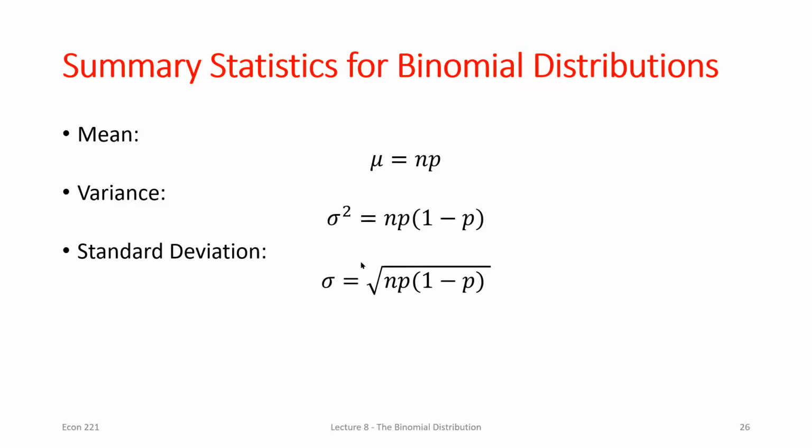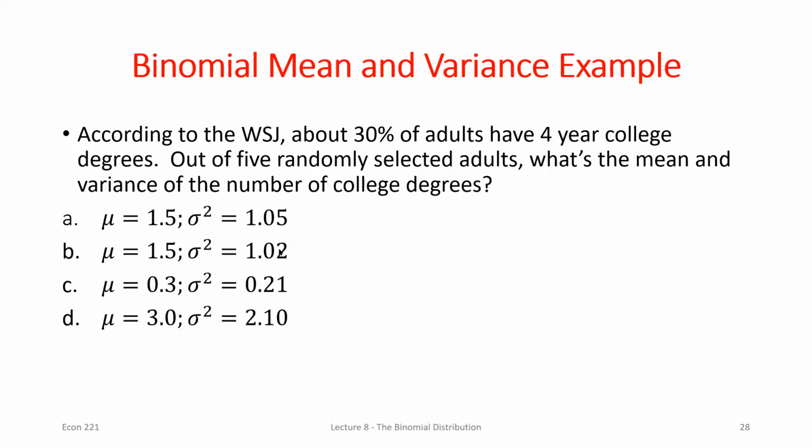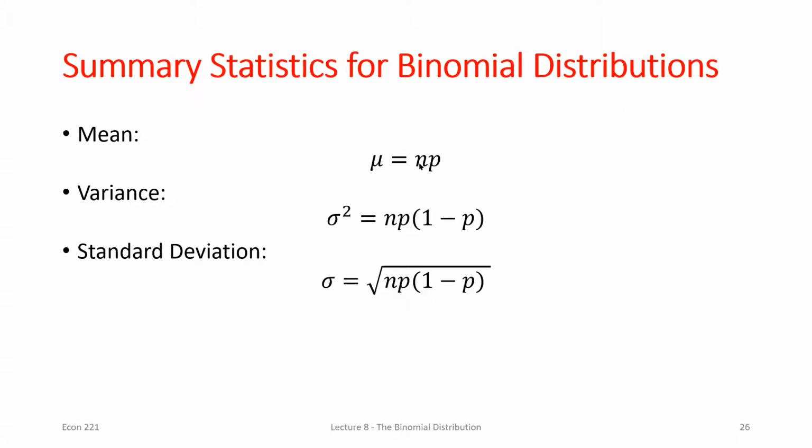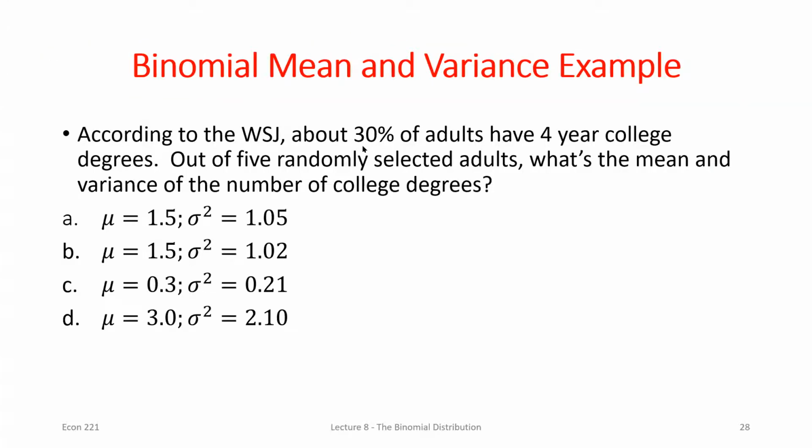So if we're okay with that, we've got our variance equation. I'll skip ahead and do an example. Let's go back to the college example. I've got 5 random adults, 30% of them have a college degree. What's the mean and the variance? We already talked about the mean in this example. The number of trials was 5 people we were asking, the probability of success was 0.3. 0.3 times 5 was 1.5. So we know the mean is 1.5.